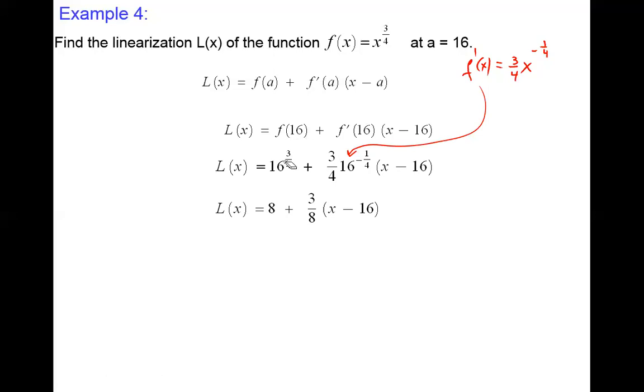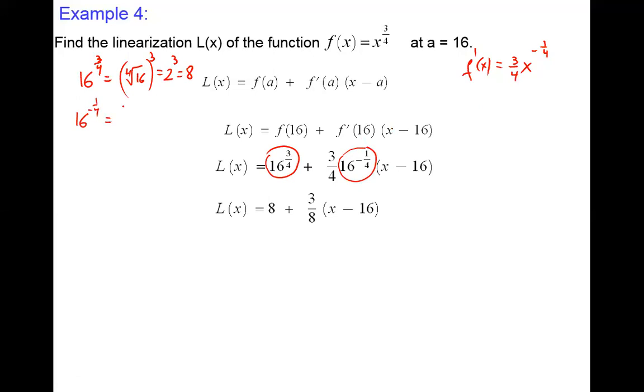Now, we have to evaluate 16 to the power of 3 over 4 and 16 to the power of negative 1/4. Okay, 16 to the power of 3 over 4 means the 4th root of 16 and cube. 4th root of 16 is 2, 2 cubed is 8. And 16 to the power of negative 1/4 is 1 over the 4th root of 16. 4th root of 16 is 2. That means it is 1/2. 1/2 times 3/4, 3 over 8.